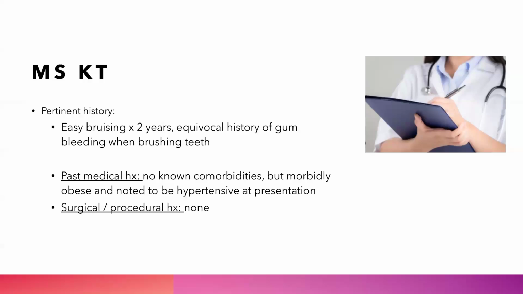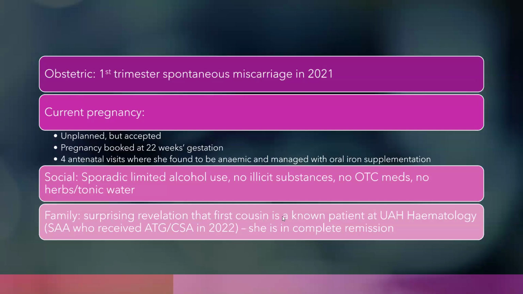This patient's main pertinent history was that she'd had, interestingly, some easy bruising for about 2 years prior to presentation, and then an equivocal history of gum bleeding when brushing her teeth of more recent onset. Her past medical history was only significant for the fact that she was morbidly obese and noted to be hypertensive when she arrived in the obstetric unit. But she also had no surgical procedural history.